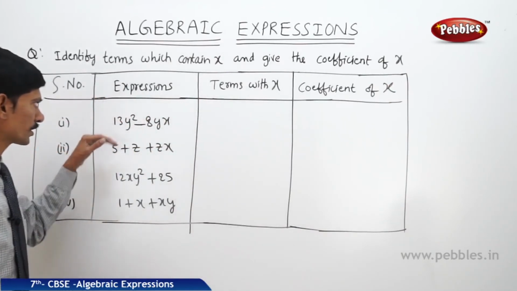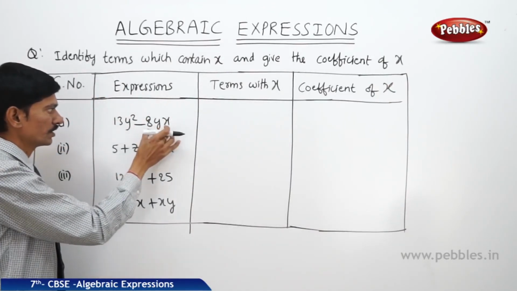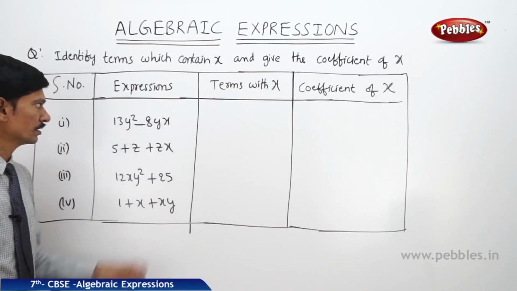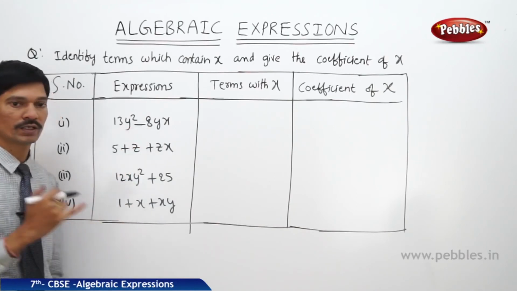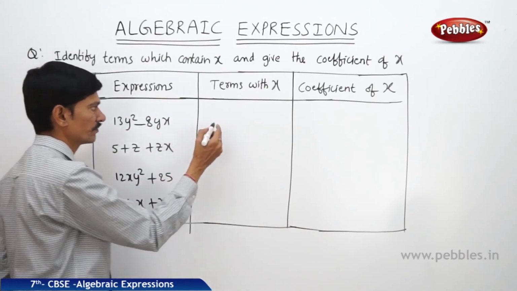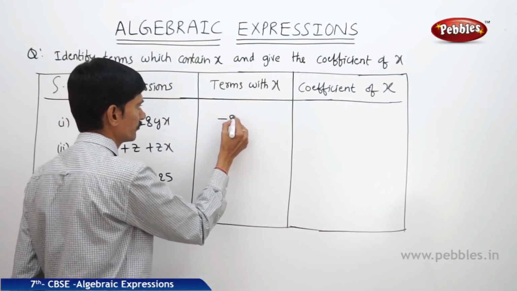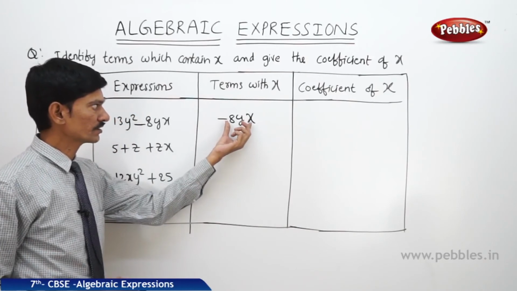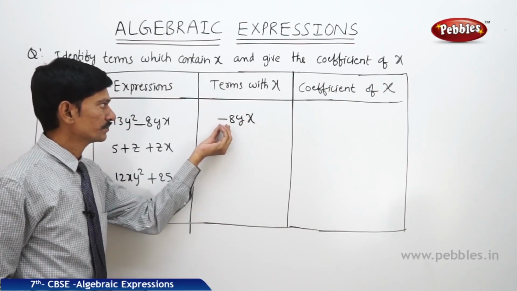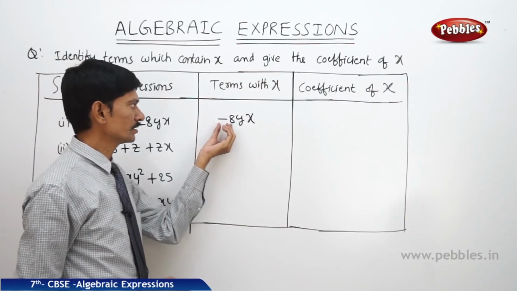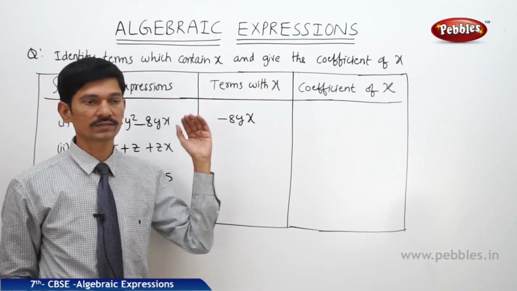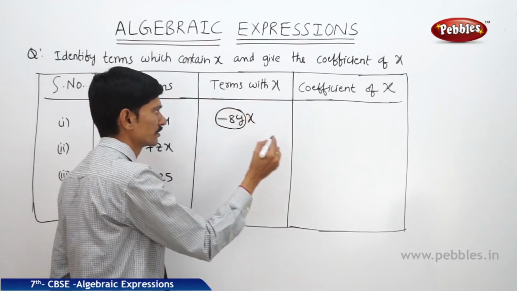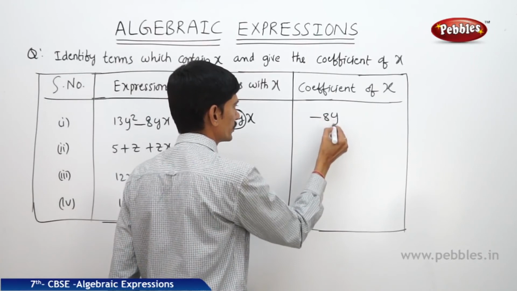Now in the first algebraic expression 13y square minus 8yx, here the second term contains the variable x, so the first term does not contain the variable x. So we will write the second term in the second column, minus 8yx. In this term the coefficient of x is all the numerical coefficients and the literal coefficients other than x, so that is minus 8y. So this is the coefficient of the variable x. So minus 8y is the coefficient of x.